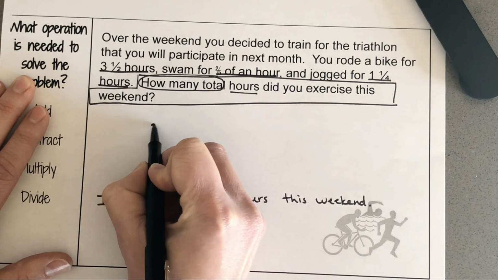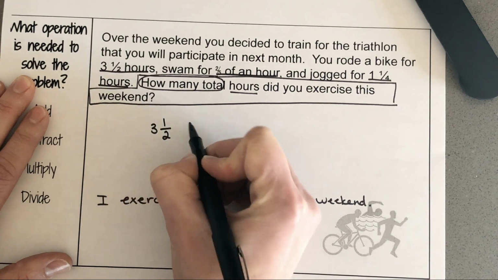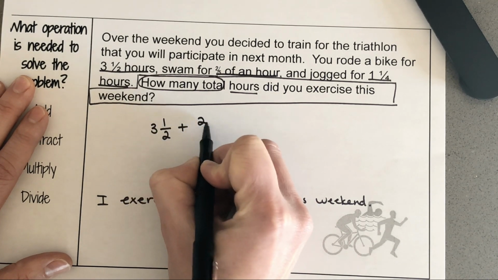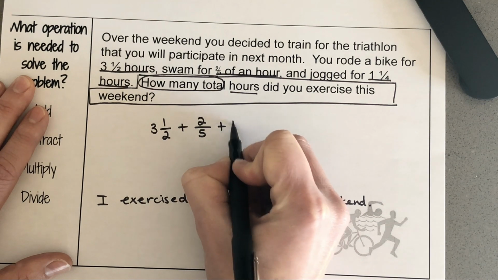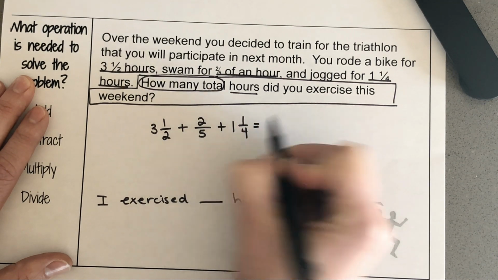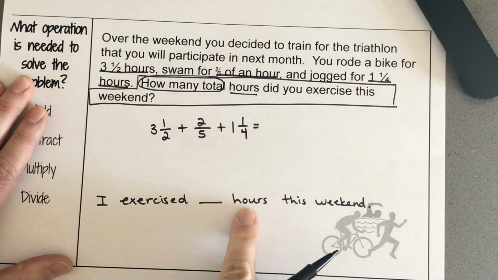I'm going to be taking those and adding them together. So 3.5 plus 2/5 plus 1.25. And that's going to give me the total number of hours that I exercised this weekend.